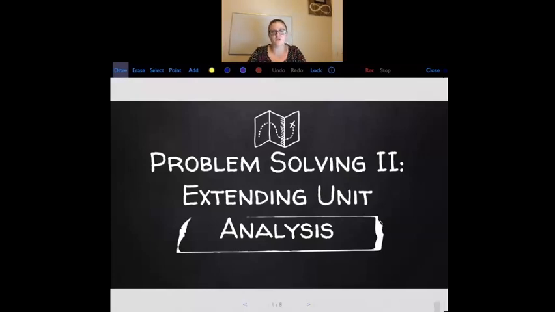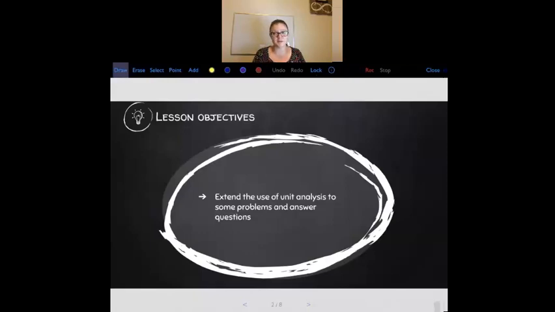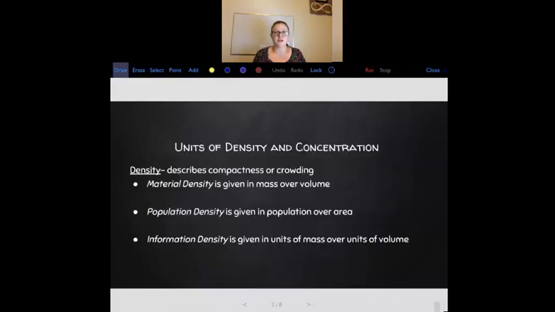In this lesson, we'll go over extending unit analysis. Specifically, we'll use what we've talked about in the previous lessons with units and converting units to answer some different problem types. In this section, we also introduce units of density and concentration. There are three different types of density, which describes compactness or crowding.